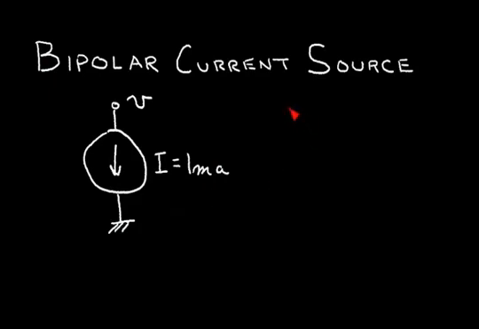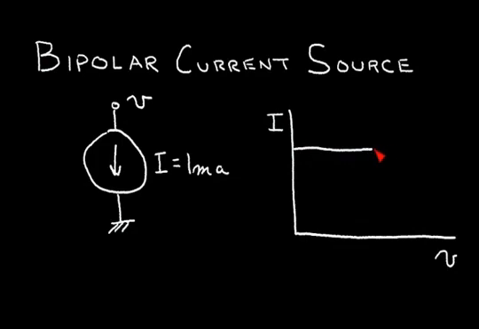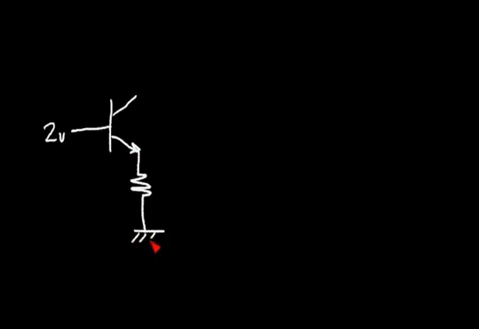Now, an ideal current source will have a current versus voltage relationship where this is current and this is my voltage. That is very flat. So ideally this will just be very flat, and we want to produce a constant current in this collector terminal.